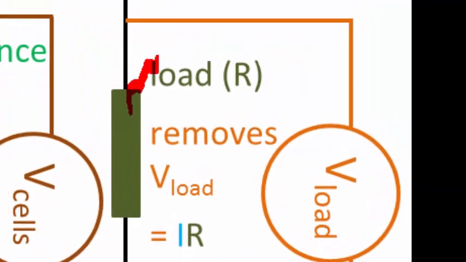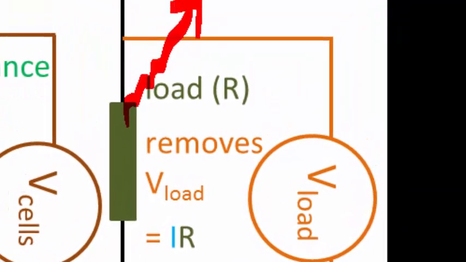V load measures how much voltage the external resistance removes from the charges as they move through it. You can go and measure V load with a voltmeter placed across the external resistance, or you can calculate it as I big R. That big R stands for the load. In other words, by multiplying the current strength through that resistor by the resistance of that resistor, the load.